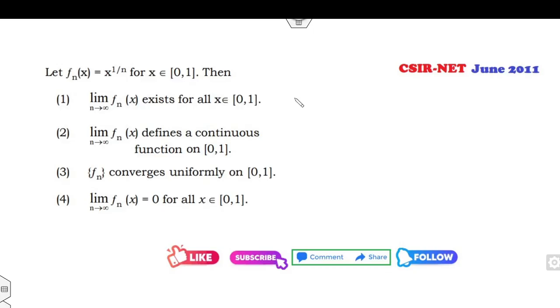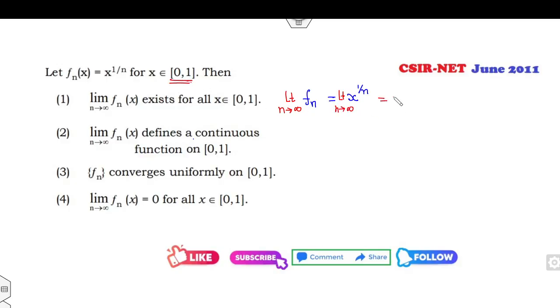Now, whenever there is a question related to sequences of functions, say fn is defined to be x raised to the power 1 over n. Your first target is to calculate the limit as n approaches infinity. So what will be the limit? What is the domain?